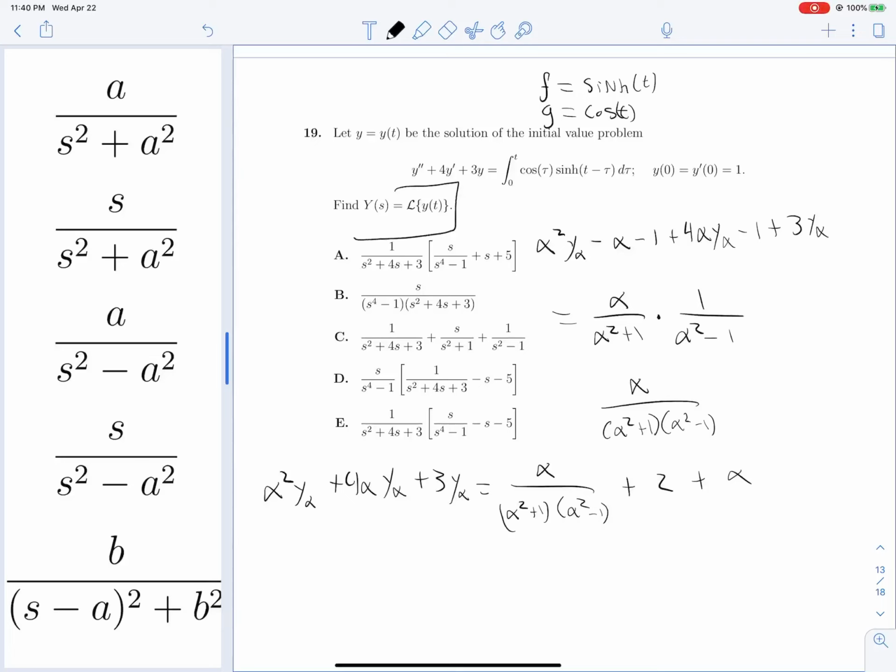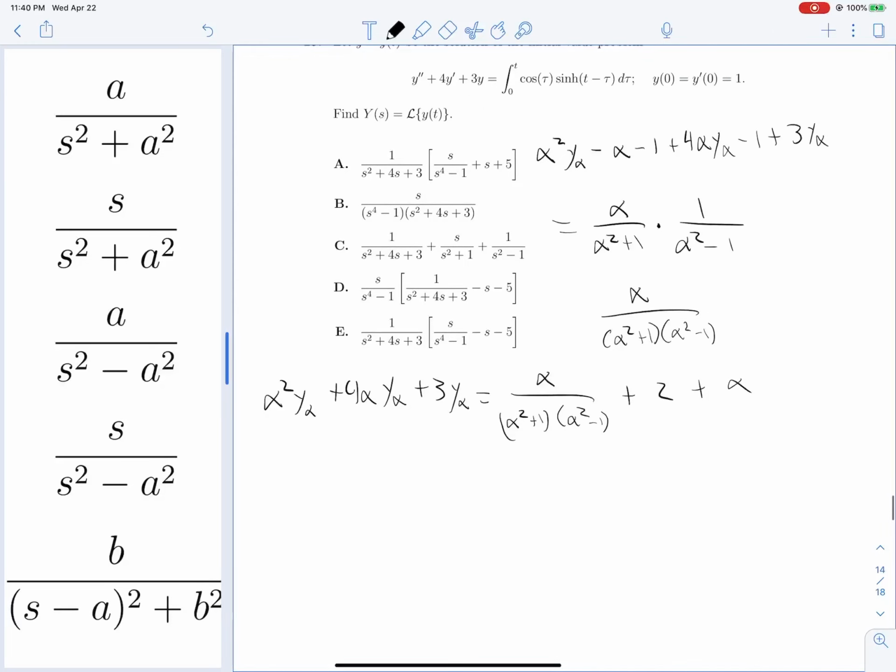We're just finding the Laplace transform of y of t. I'm sure you saw that. It's 11:40. I've been doing so many of these today that I've lost track.